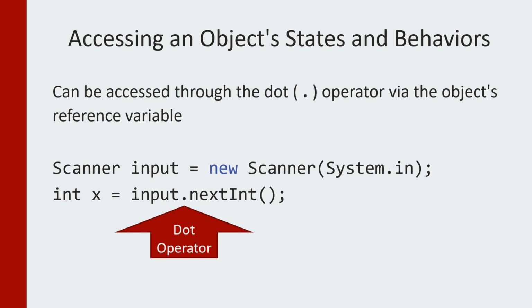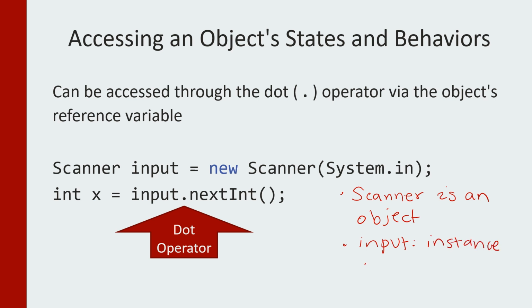So what you'll understand here is that Scanner is an object. Input is an instance of Scanner. And because input is an instance of Scanner, it can use the method nextInt, because nextInt is a method that is associated to the Scanner class. All right, so hopefully this is becoming a little bit clearer with each example, so I'll give you some more.